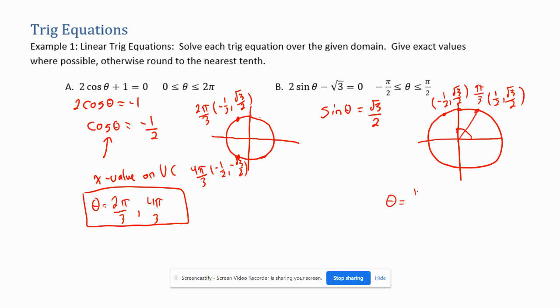And this is actually going to be our only solution, because if I go from 0 to -pi/2, it's going to be from here to here, and I'm not hitting this second value over here at all. Even though this one is on the unit circle, it's outside of the domain that we're given for this question, so that means our only solution is theta equals pi over 3.